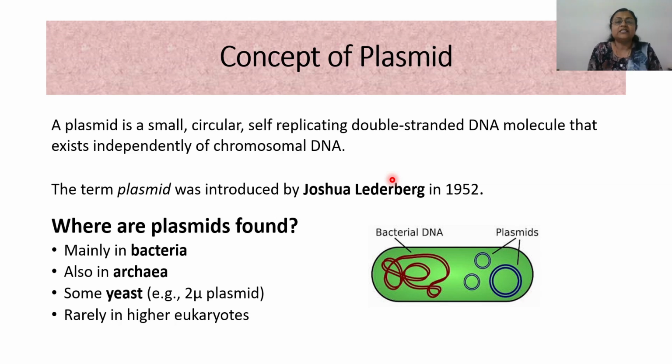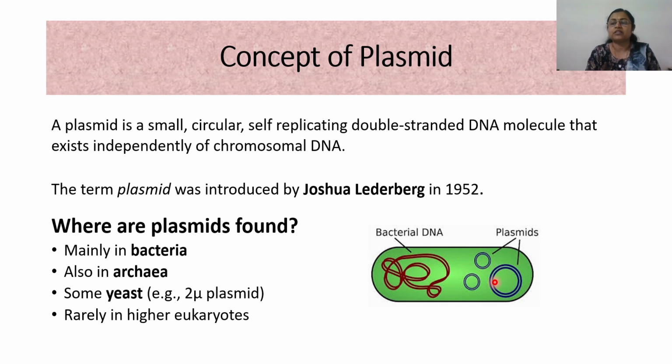So let's discuss the concept of plasmid. You can see this image of a bacterial cell. This bacterial cell possesses a main chromosome, the bacterial DNA, which carries different types of functional genes. And you can also observe such a small circular part. These are extra-chromosomal entities which are small, circular, and have self-replication ability.